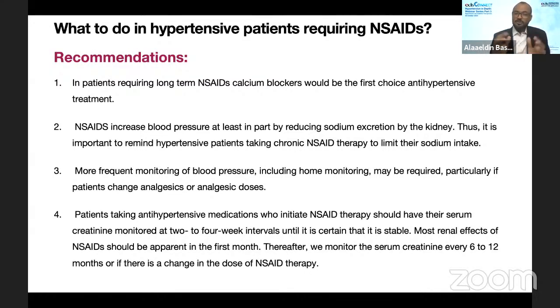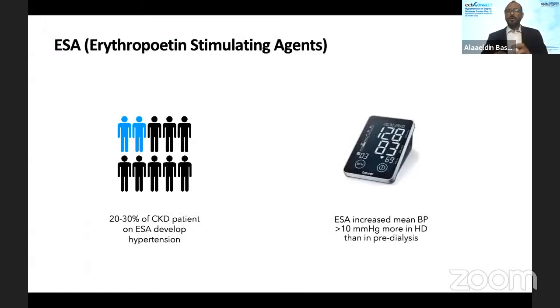It's also important because non-steroidal anti-inflammatories do affect the kidney. We need to monitor the serum creatinine frequently in those patients, initially at 2 weeks, then at 4 weeks, and then when we're certain that creatinine is normal, then we can do it biannually or even annually. Now, this is the non-steroidal anti-inflammatories.